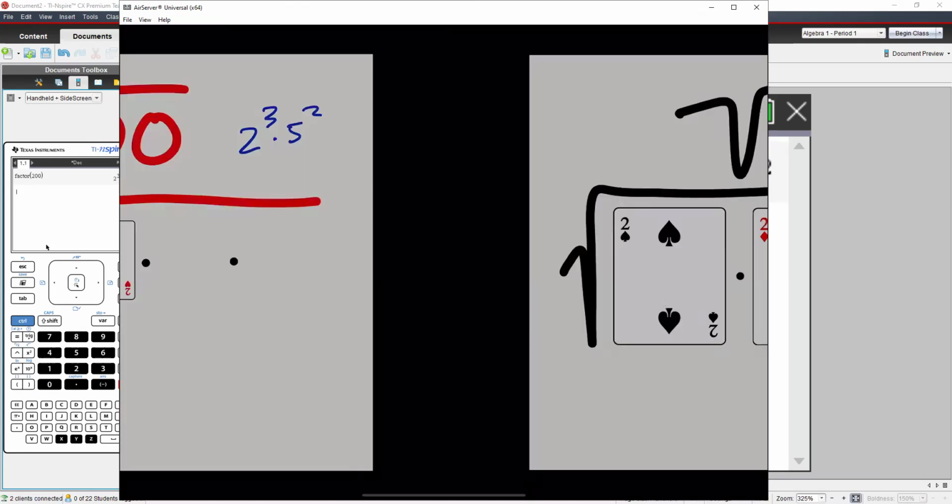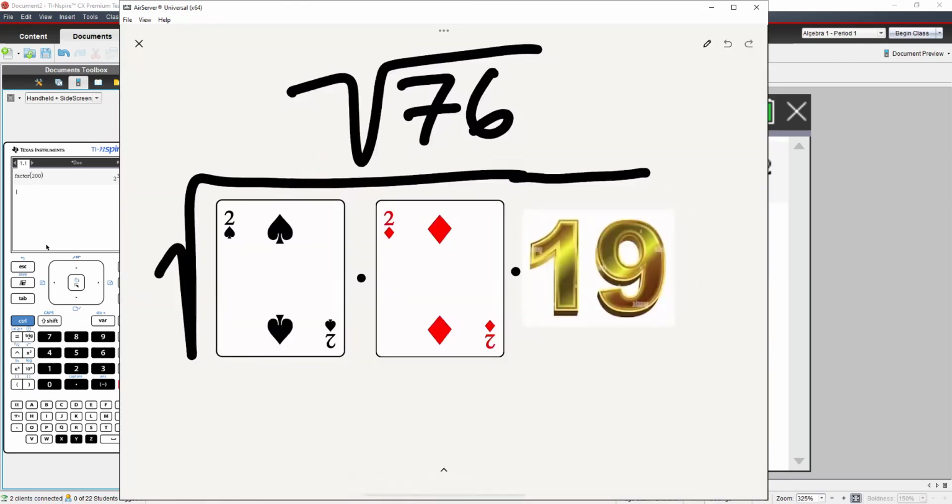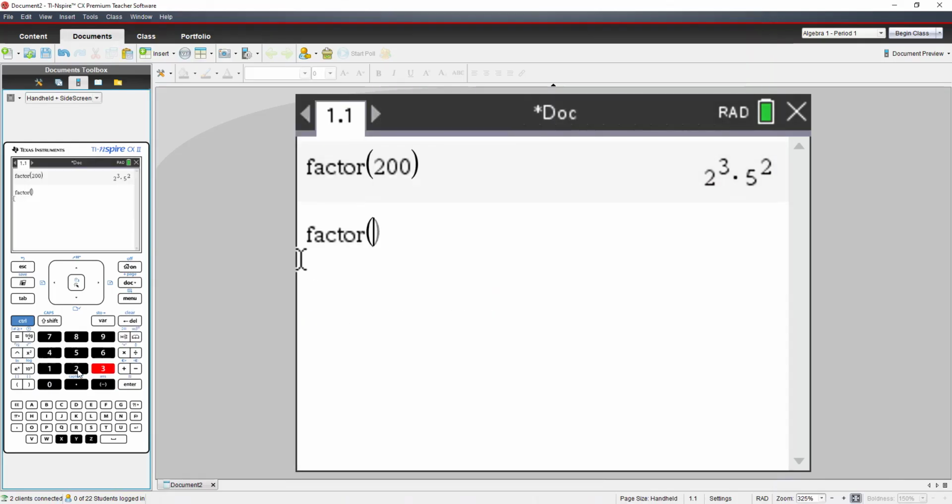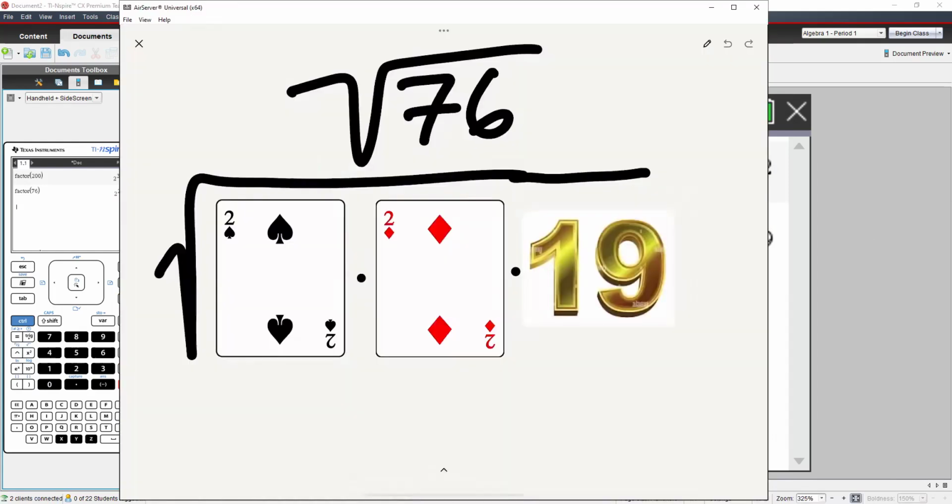This one, I'm going to do the square root of 76. Again I'm going to do Menu 23 and put in 76, then press enter, and it's 2 squared times 19. So I have two 2's and a 19. Again, you are looking for pairs of the same number, and you can pull those out.